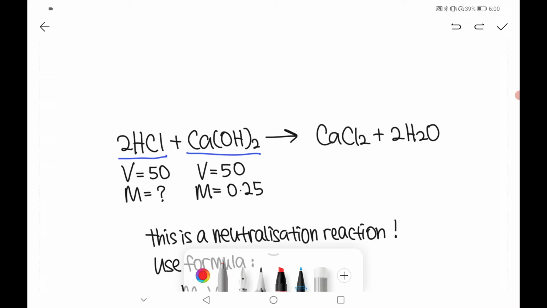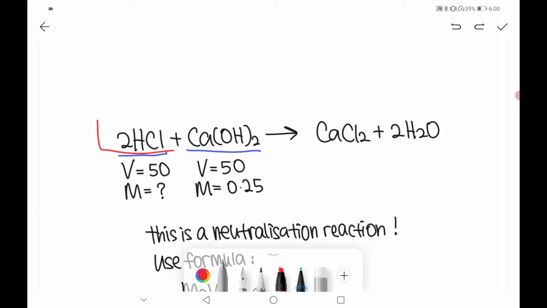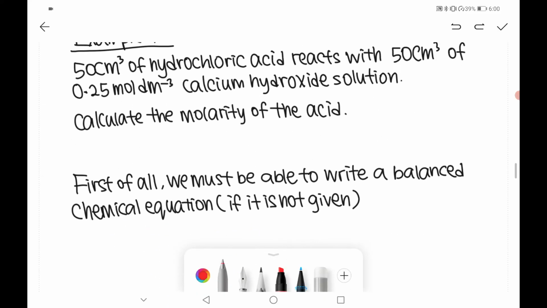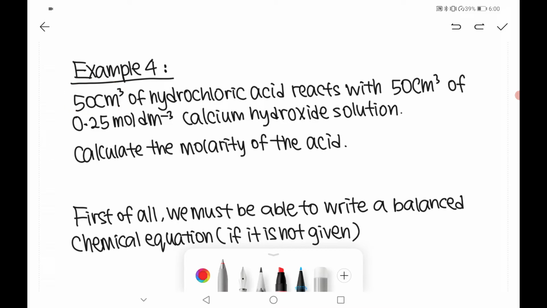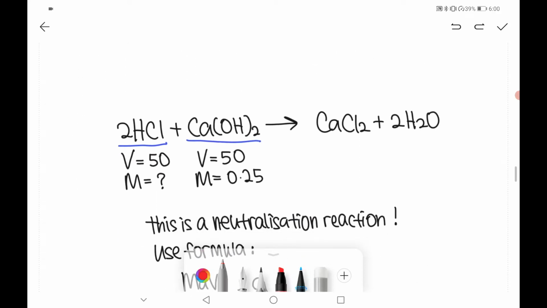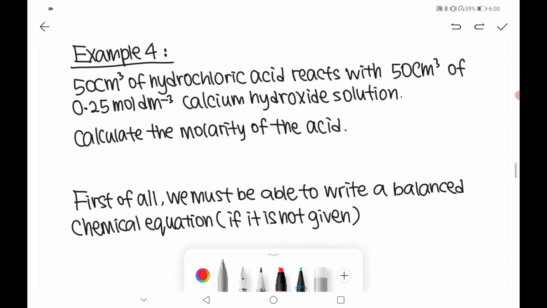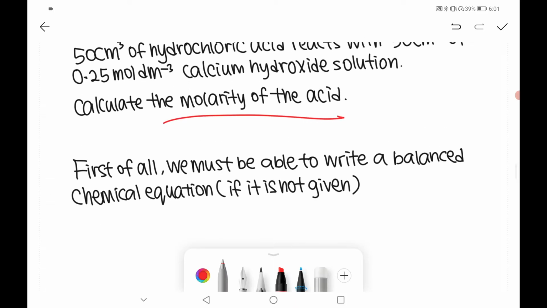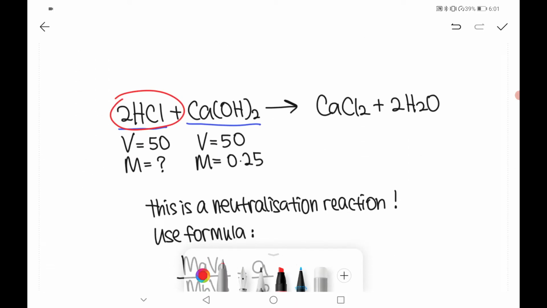All right, so that's it. After you get the chemical equation, put in all the information. You are given the volume of the acid, you have the volume of the alkali, and you have the molarity of the alkali. So you can see here, volume of acid, volume of alkali, molarity of alkali. We want to find the molarity of acid. The acid molarity is M, and we don't know it, so we put a question mark.